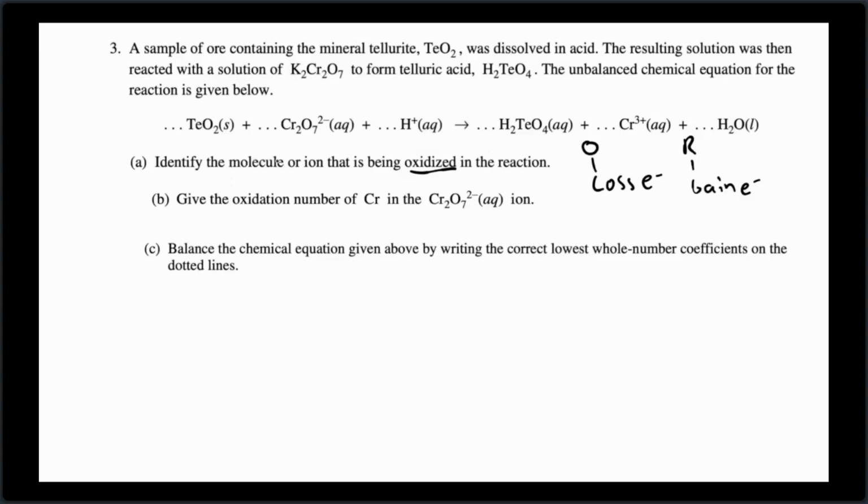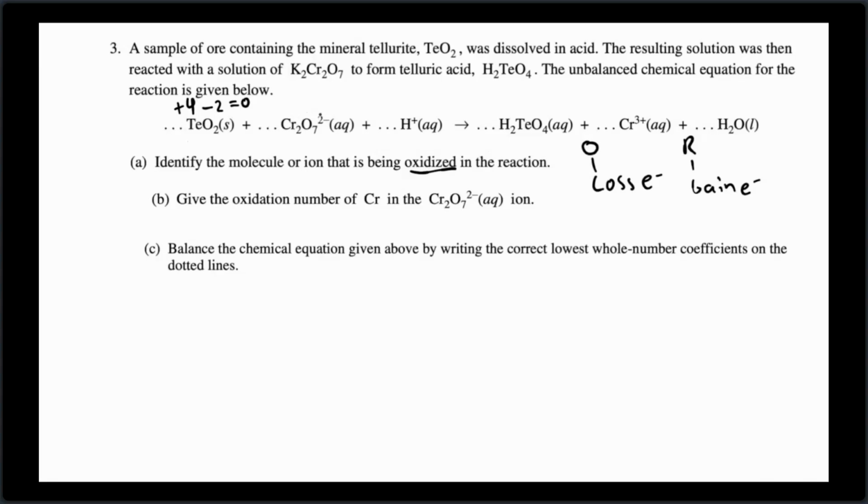Let's start with tellurite. Now the oxidation number for oxygen is going to be -2, and since our overall charge is neutral, we need to counterbalance that -2 twice, which is -4, because 2 times 2 is 4. So our tellurium charge will be +4, because 4 minus 4 equals 0.